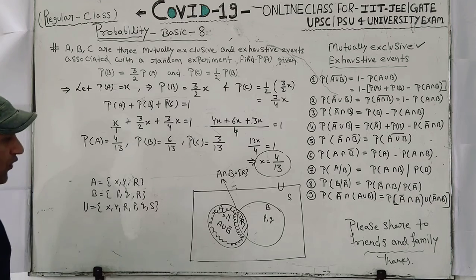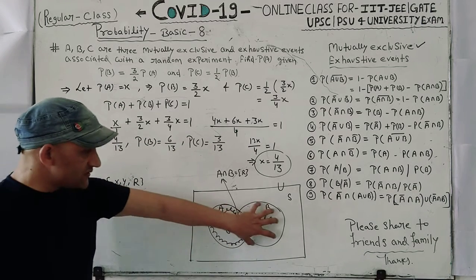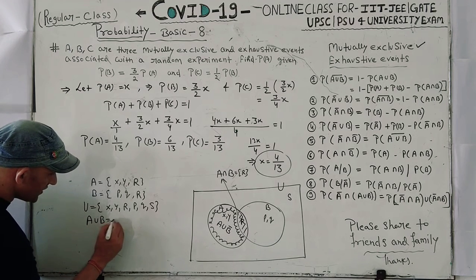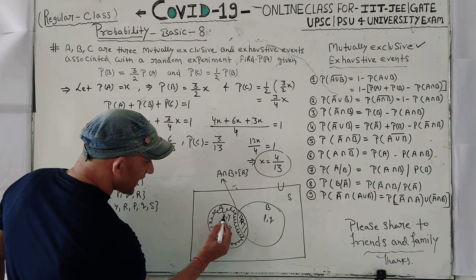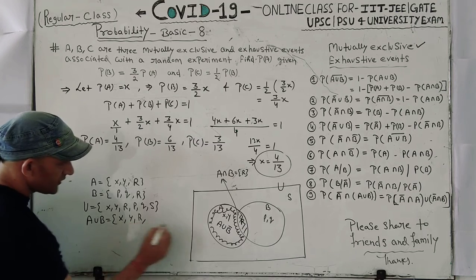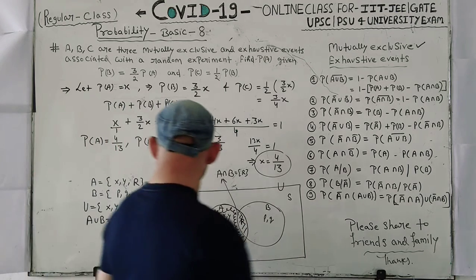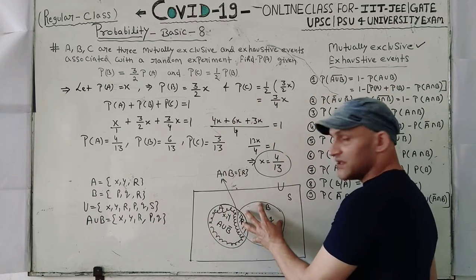Now, what is A union B? A union B means this and this both. In this condition, A union B is equal to, how many elements are here? X, Y, R, P, Q. So there are a total of 5 elements in A and B.